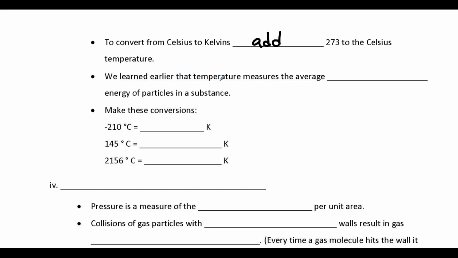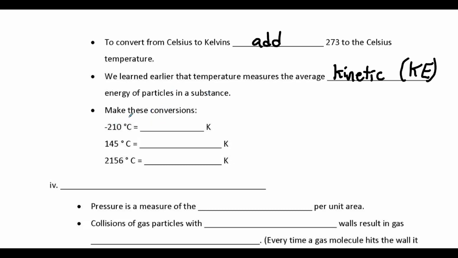So we learned earlier that temperature measures the average kinetic energy. Sometimes we call that KE, kinetic energy. And kinetic energy is just the energy of motion. So when you increase the temperature of something, you increase the amount of motion of the particles. When you decrease the temperature, the particles' motion decreases. So we can think of temperature as a measure of this kinetic energy.